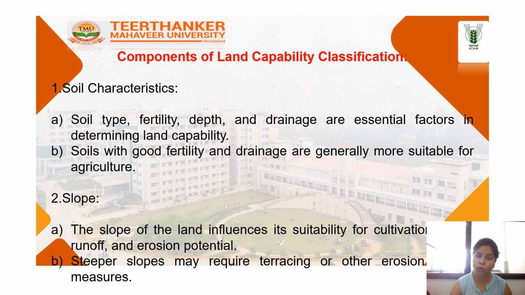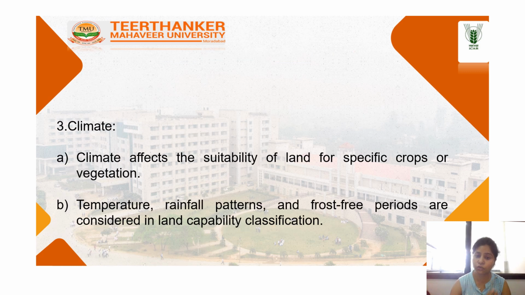Slope: the slope of a land influences its suitability. Okay, in climate, the climate affects the suitability of land for a specific crop or vegetation. Temperature, rainfall pattern and frost-free period are considered in land capability classification.